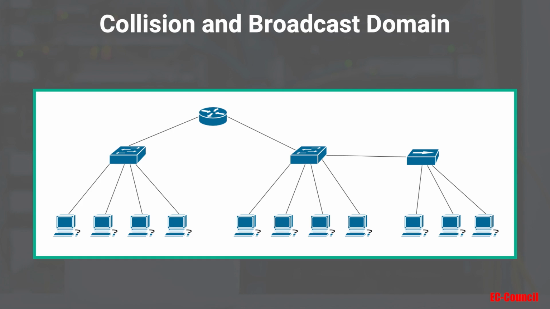Because if this device, let's say device X, sends a message at the same time device Y is transmitting, guess what? A collision occurs here. So far, we have 2 broadcast domains, and we have 1, 2, 3, 4, 5, 6, 7, 8, 9, 10, and 11 collision domains on this one network.